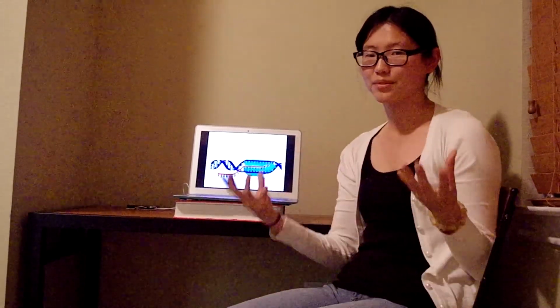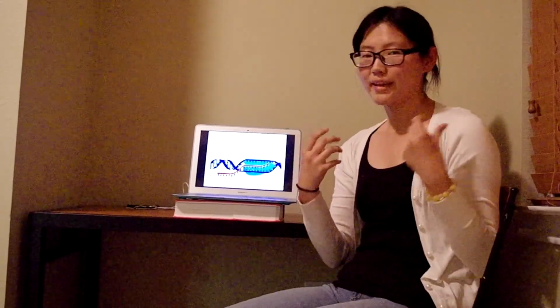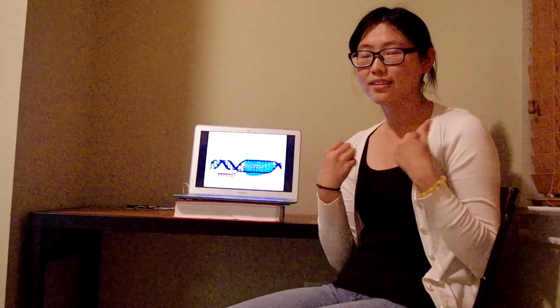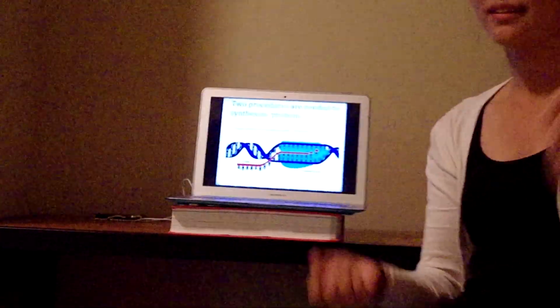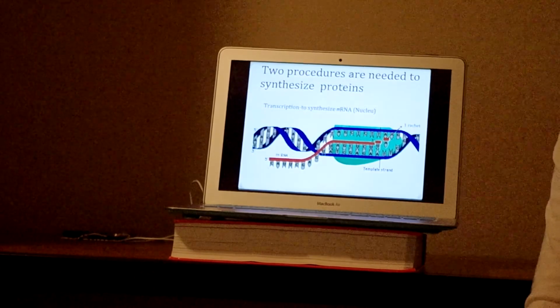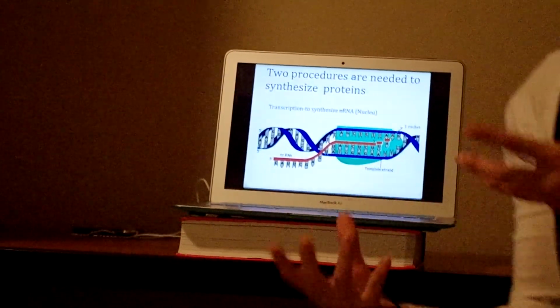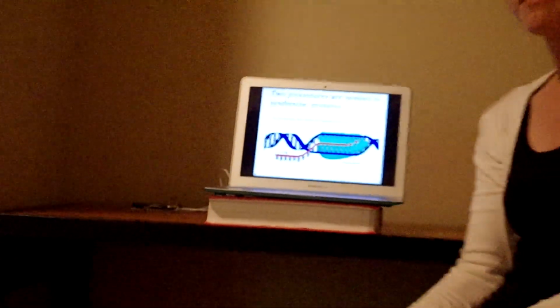Okay, let's come to our point today. How can we get a protein? In order to get a protein, we need two basic procedures. The first procedure is called transcription. In other words, to synthesize mRNA.